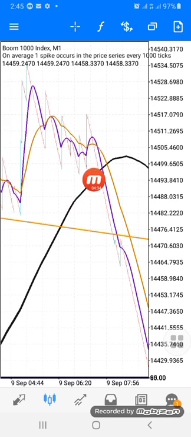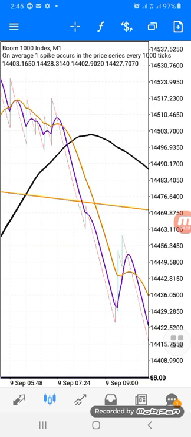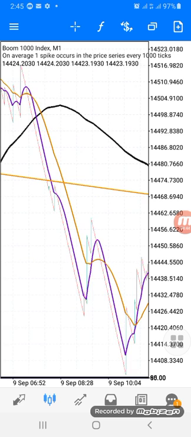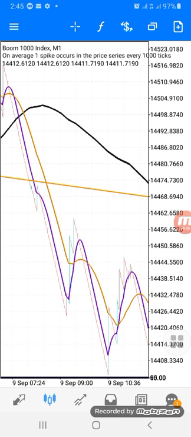Once you see that the market is below this black line, then you know that it's on a downtrend. After you verify that it's on a downtrend, the next thing you're going to be finding is crossovers. We're looking for when the other one, this purple one, comes down to cross the brown color. That is your entry point.